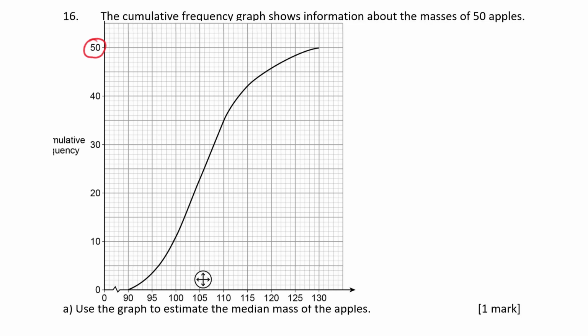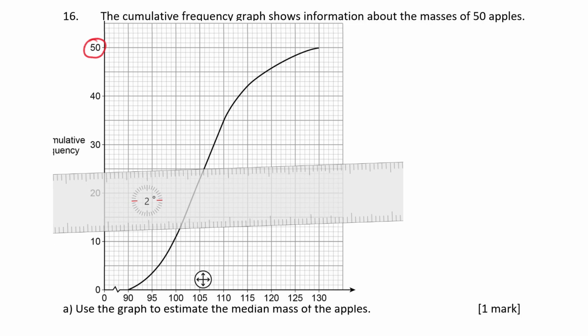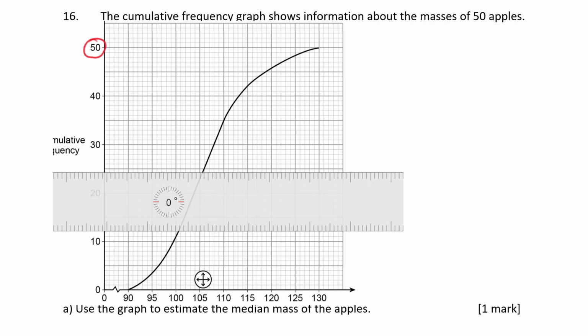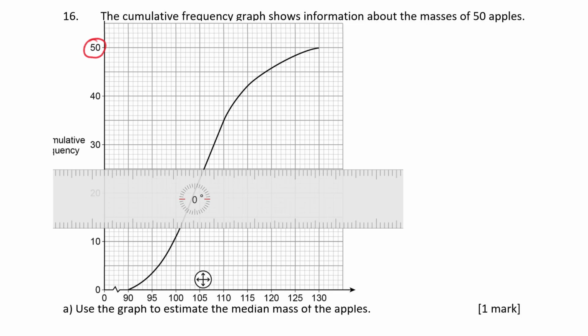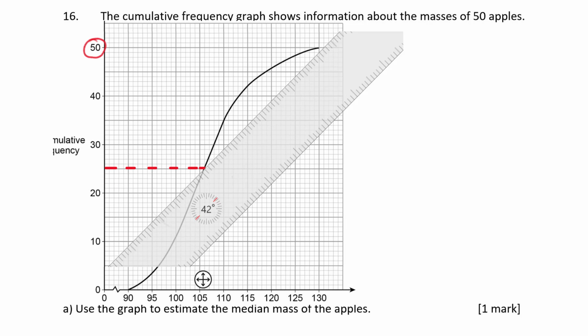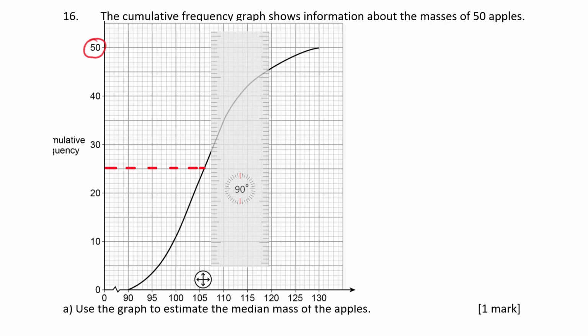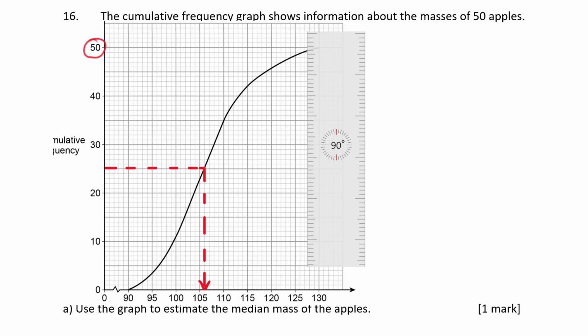Okay, so getting a ruler out, finding 25, half of 50 on the cumulative frequency scale. It's there. Okay, and then carefully reading across to the curve, and then changing direction, and then reading down. You can see I end up down here.